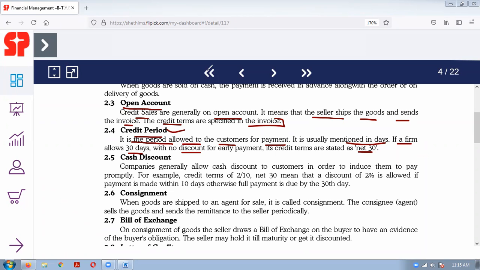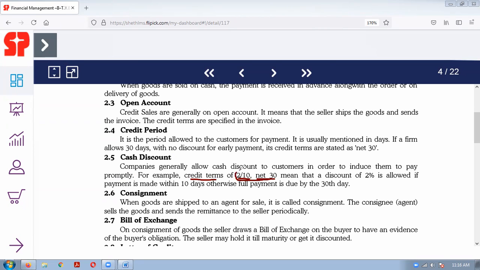Then one cash discount concept is there. Cash discount is given normally to induce the customer to pay promptly, to encourage the customer to make prompt payment. For that, businesses normally give cash discount. Now see this term, it is very important. Credit terms are 2 by 10 net 30.